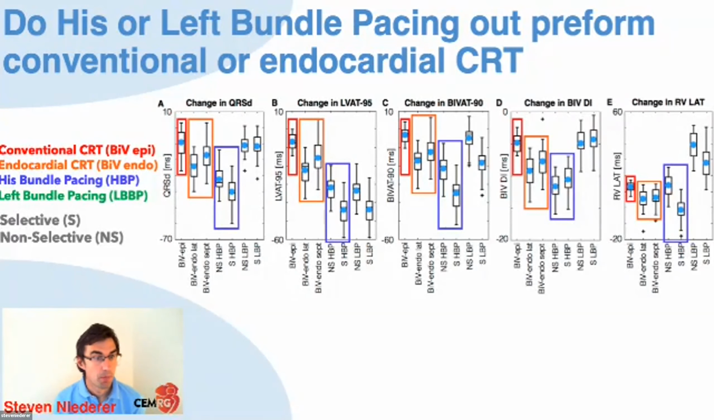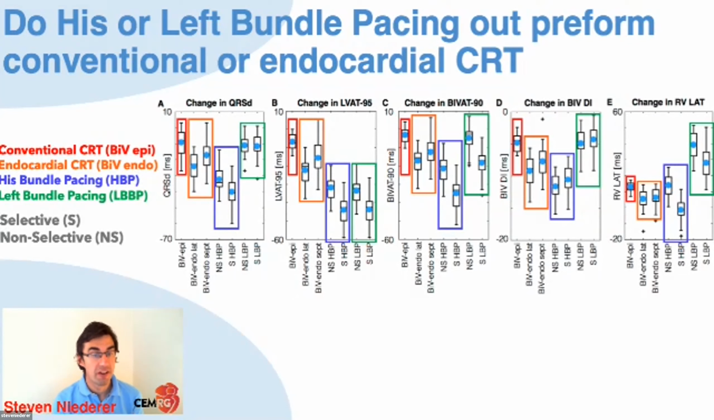Then we have His bundle pacing, and consistent with what we'd expect, we see that non-selective His, which is our first bar here, has a slightly longer activation time than selective His bundle pacing. But both of these were shorter across all of the different indices than endocardial pacing, except for the right ventricle, where the non-selective His had a prolongation of activation time, and that was due to the early signs of activation in the right ventricle in that model.